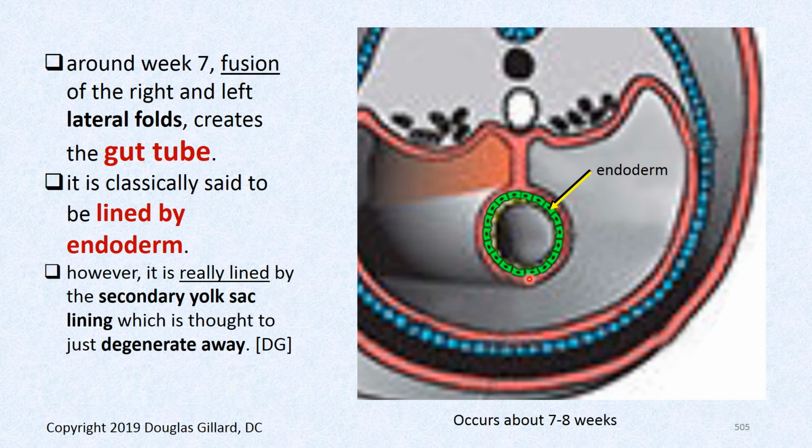So here's a cut through, more cranially, through the embryonic disc. And you can see we talked about this already, that's ectoderm. So by week 7, the fusion of the right and left lateral folds created the gut tube. Classically, it's said to be lined by endoderm, as we said. This is my side note: really, it's lined by secondary yolk sac lining, which must have just degenerated away. I couldn't find any of the authors saying what happened to that, but that's got to be a given.